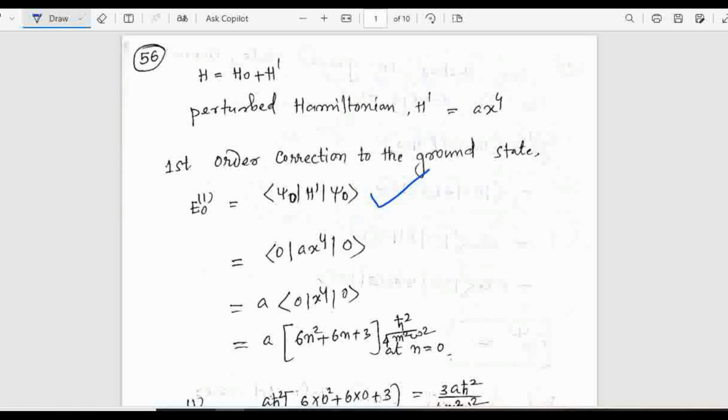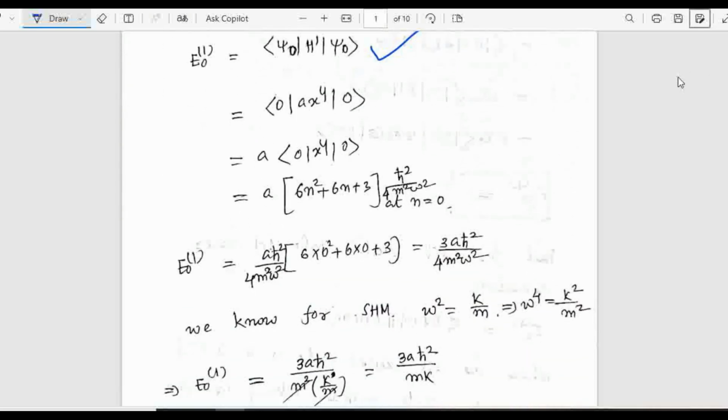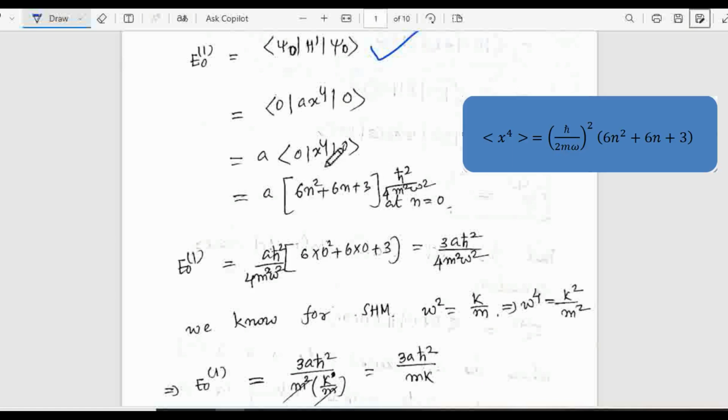If you see, a x to the power 4 is the perturbation. And this a is a constant, so take it common out from this term. So a naught is here, and the formula of x to the power 4 is (6n square plus 6n plus 3) s square by 4 m square omega square. This is the formula, as you see on my right side.